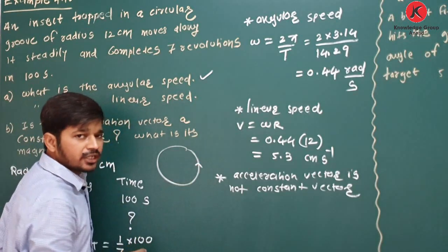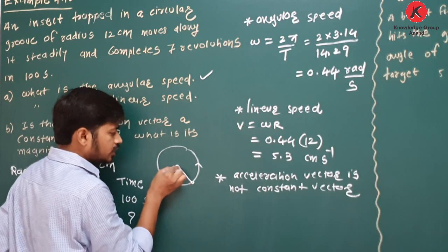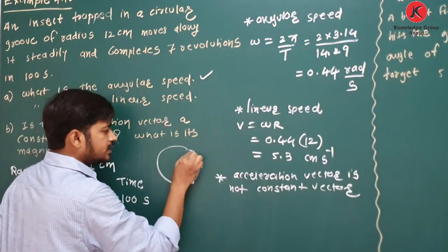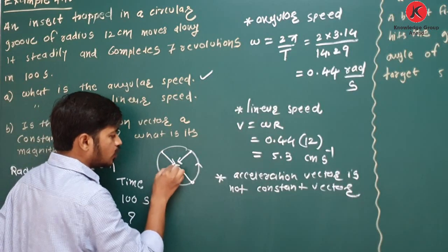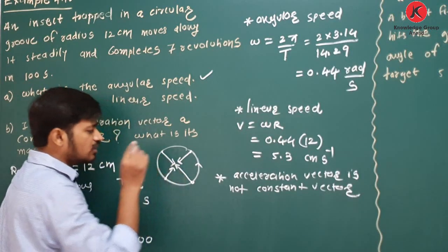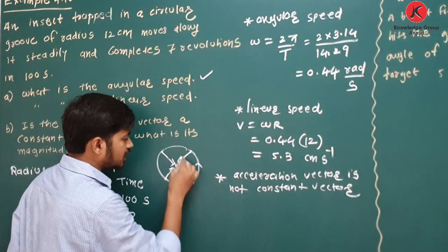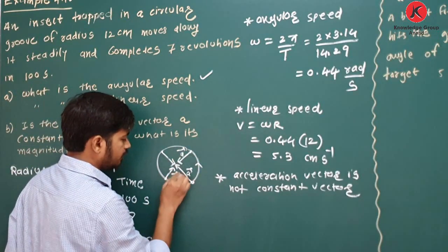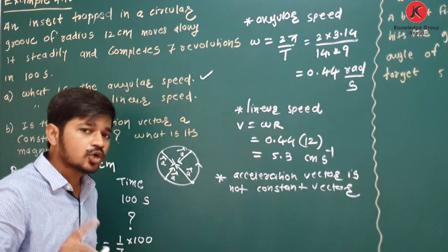If it is moving in anti-clockwise direction, at this point acceleration is towards the center. Acceleration towards the center. Yes or no? See, each and every value of the acceleration vector is different. They are different. But yes, its magnitude remains constant.